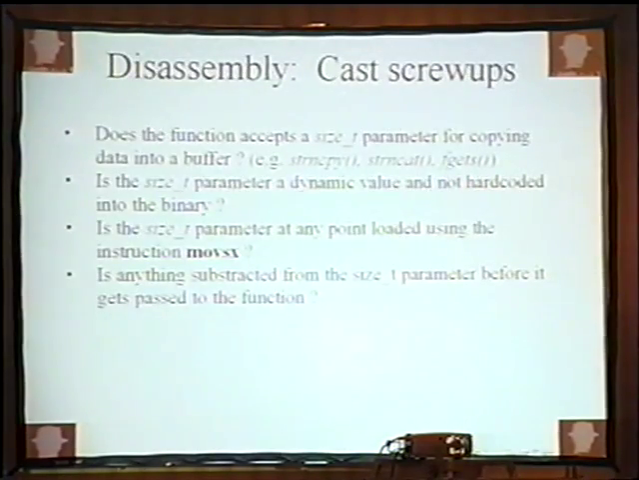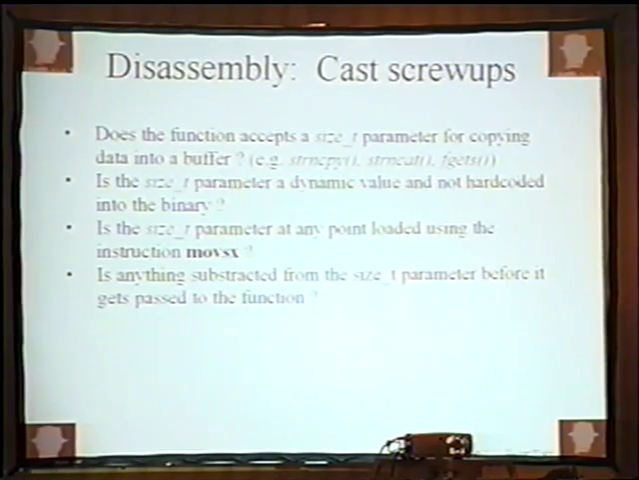Okay, cast scrubs. We already found out that these can be pretty annoying to detect in the source. They get even more annoying to detect in the binary. First off, you should create a list of all functions that use a size_t parameter to copy data: strncat, strncpy, fgets, receive, send, all these things. Secondly, when you analyze these functions, you check first if the size_t is dynamic or static.